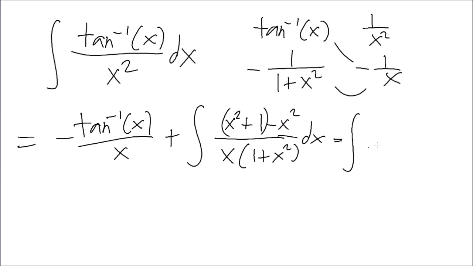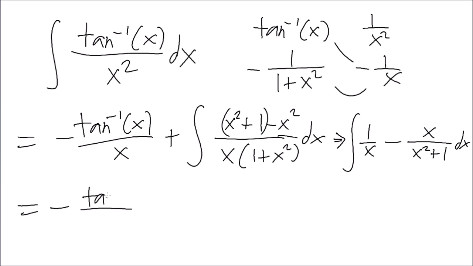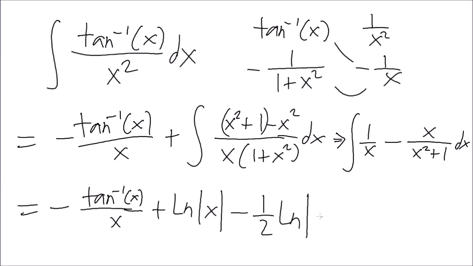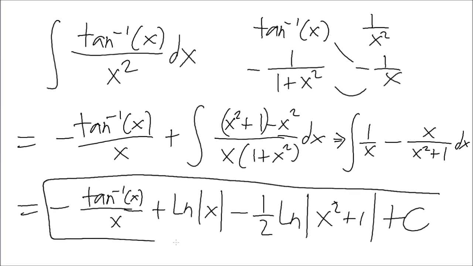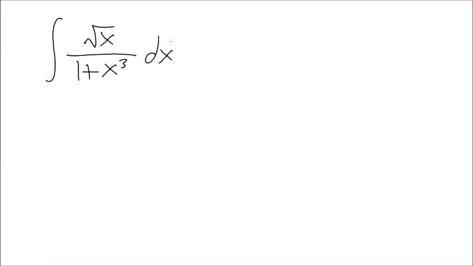So then we end up getting 1 over x minus x over x squared plus 1, right? Cool. So then our whole answer is just negative inverse tangent of x over x plus ln of x minus a half of ln of x squared plus 1. And we're done.